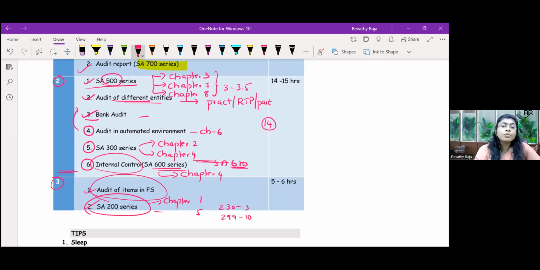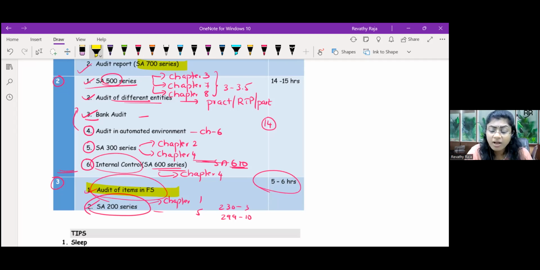And then we can go to audit of items in FS. On the day of the examination, we will get a maximum of 5 to 6 hours. Regarding the items in financial statements, it's a big chapter. So going through all the items, all the balance sheet captions and all the P&L account captions, is impracticable.